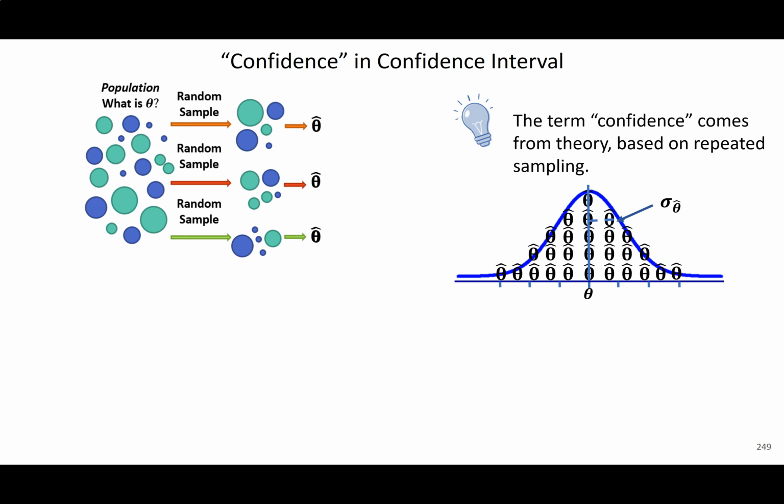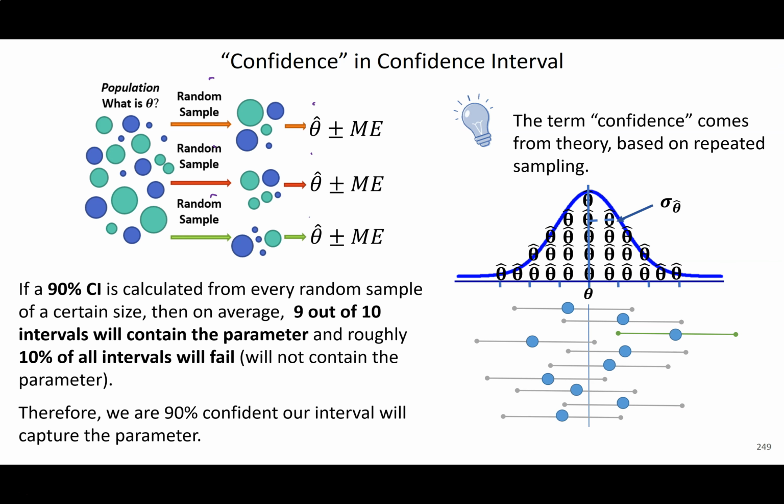So, confidence and confidence intervals. We start off with a question about the population: what is the value of theta? We take a random sample repeatedly, and we calculate the sample version, theta hat, repeatedly, and we get a confidence interval every time. So everybody takes a random sample and uses it to create a confidence interval. Roughly 90% of those intervals will have the true value of theta in them, so roughly 9 out of 10. And roughly 10% of those intervals will fail.